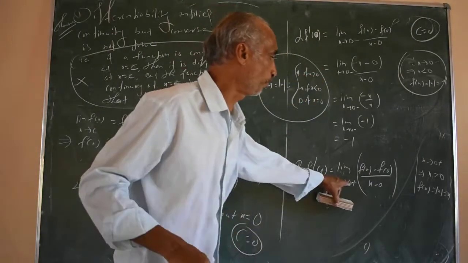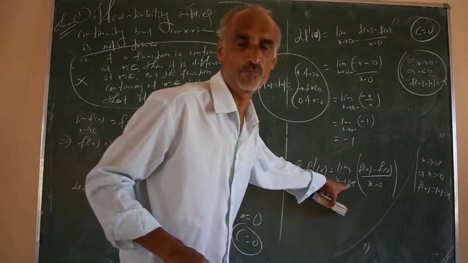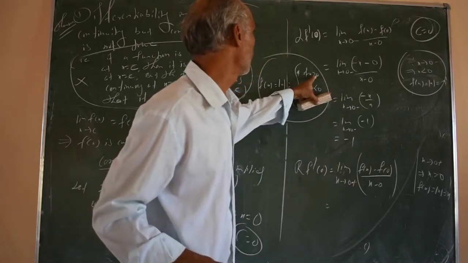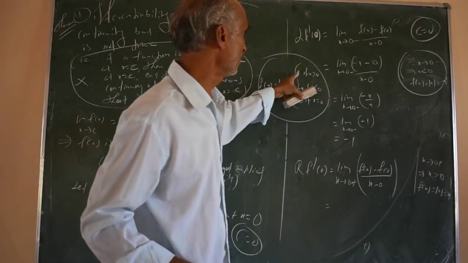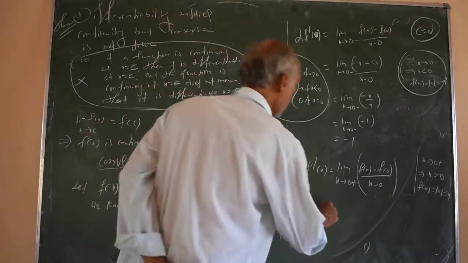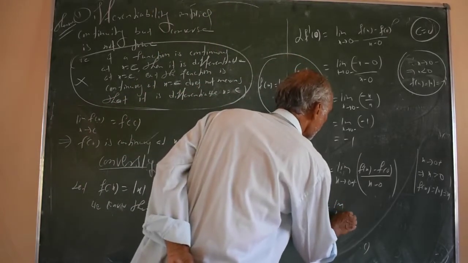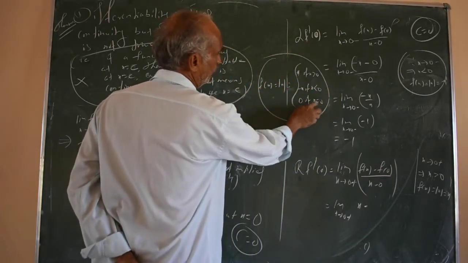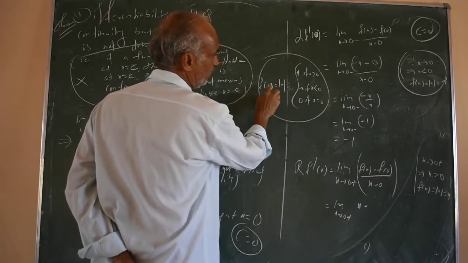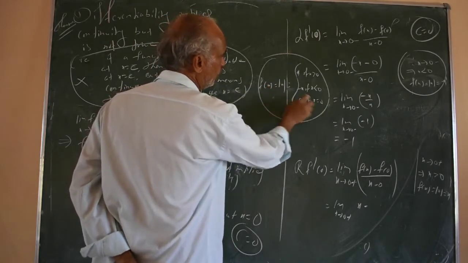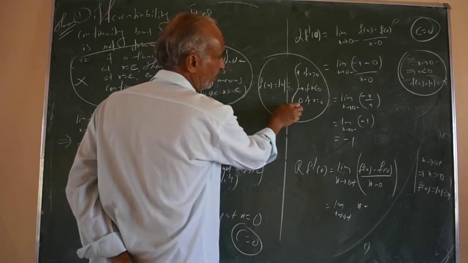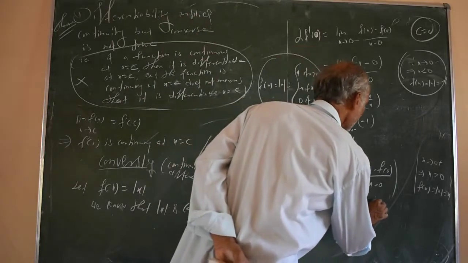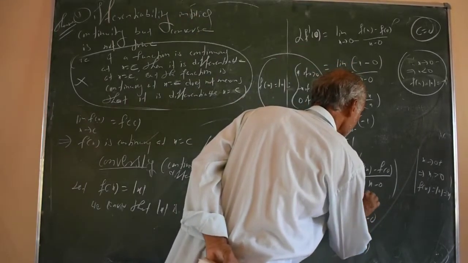x tends to 0 plus means greater than 0. For x greater than 0, f of x is mod x, which becomes x. Therefore limit x tends to 0 plus of f of x minus f of 0, where f of 0 is 0, upon x minus 0 is x minus 0 upon x minus 0.